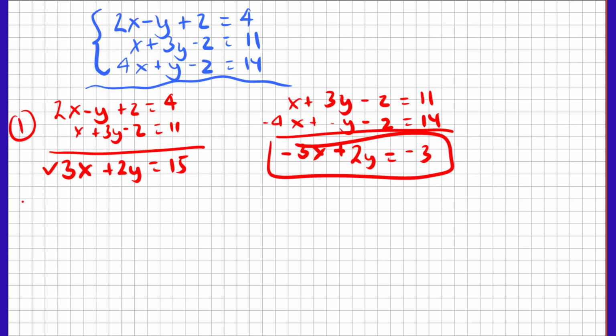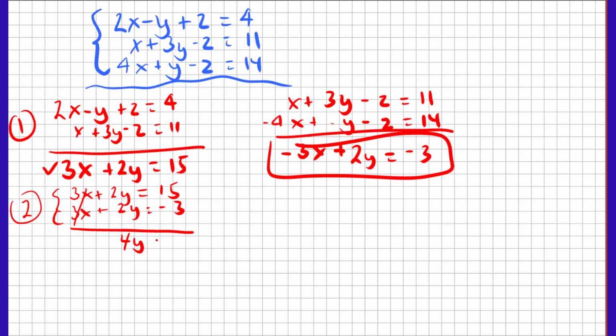All right, so step number 2. Now let's write these two as a new system and go to the elimination. So we've got 3x plus 2y equal 15. And I've got negative 3x plus 2y equal negative 3. All right, those go away. So I've got 4y equal 15 minus 3, 12. Divide both sides by 4. So I've got my y value of 3. All right, so I've got a y value of 3. Then I can substitute that y value in.